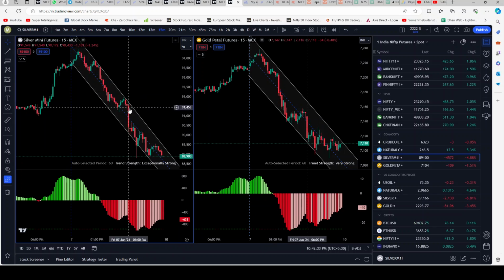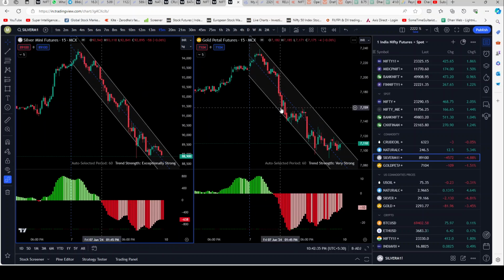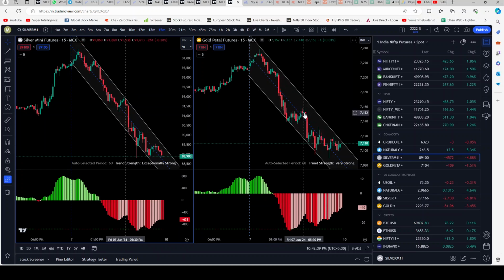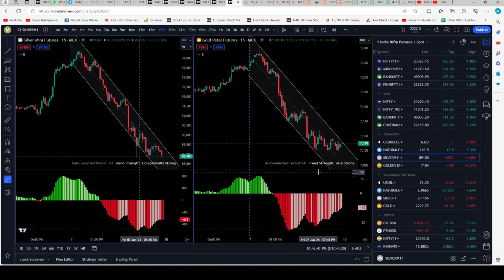One was over here and one was over here. Again over here. Never short when it's at the bottom. Wait for it to shift away from the bottom, either at the center or towards the side, and then short.